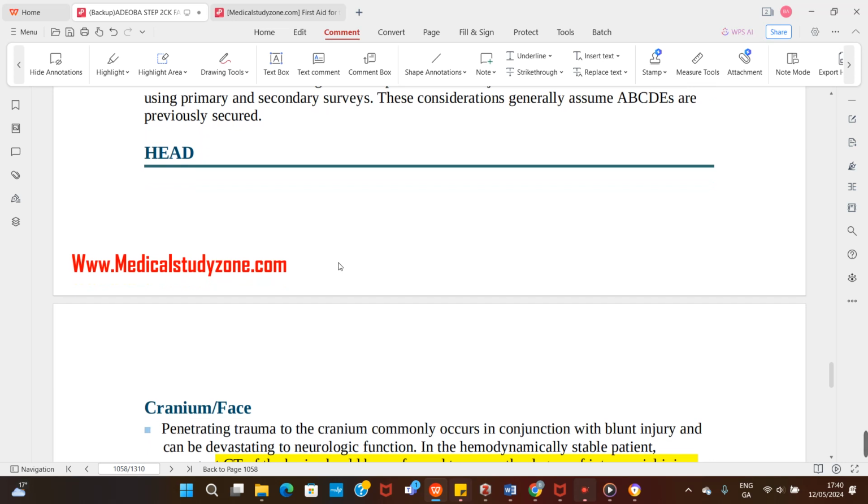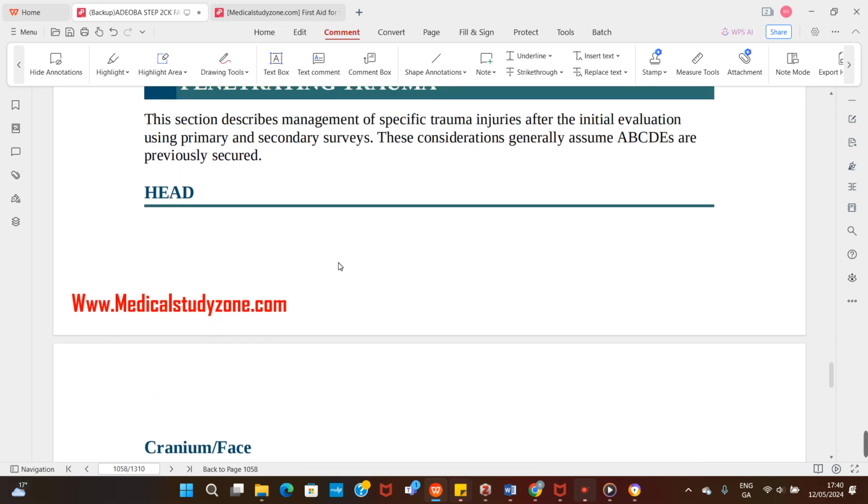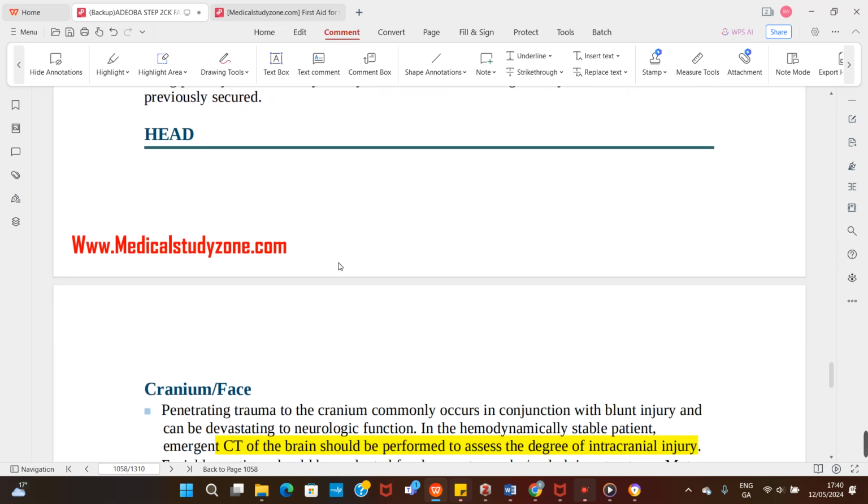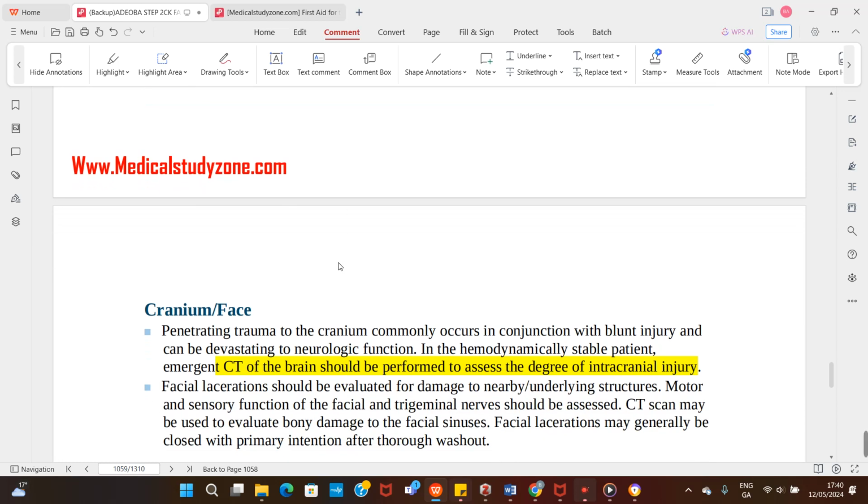So we are looking at the cases one by one. The head first. So penetrating injury to the cranium or the face, right? It usually occurs in conjunction with blunt injury. Maybe the person has a motor vehicle accident and the glass cuts through the face and at the same time smashes the head on the steering.